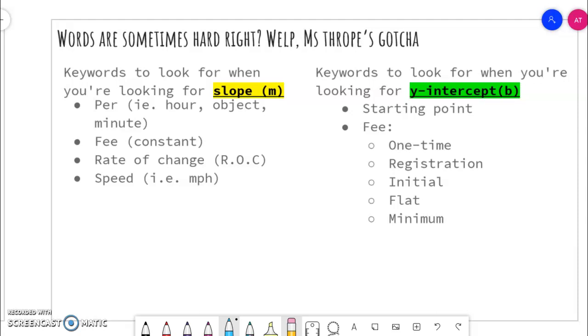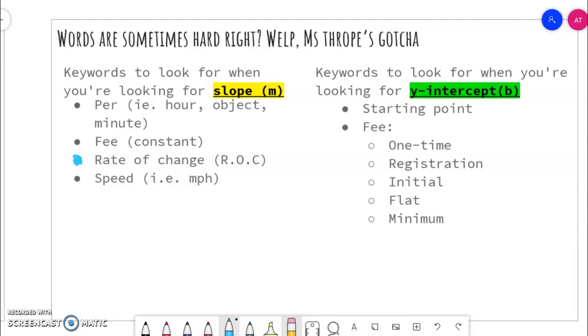Another one would be rate of change. You might hear that sometimes. So something that's constantly changing at a certain rate. So if the temperature is decreasing 7 degrees Fahrenheit consistently, that'd be a rate of change. Speed, miles per hour. If I'm going 600 miles per hour, I don't think you'd be able to see me, but you would know that it'd be slope.